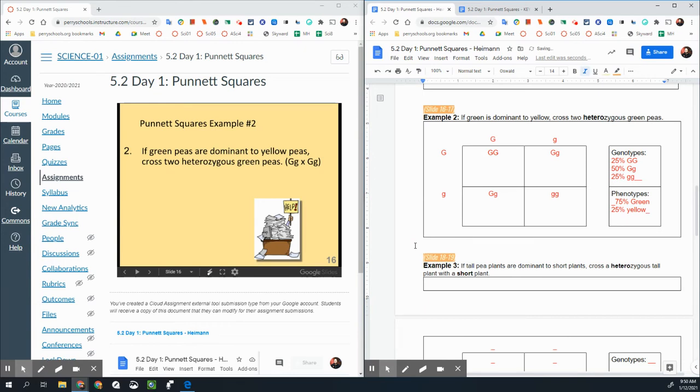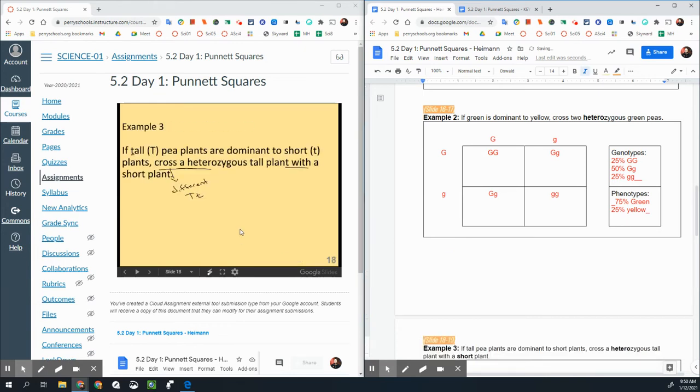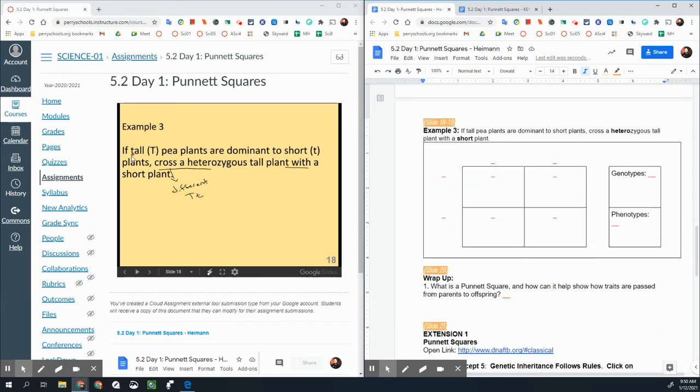All right, awesome. We got one more example to do together, and it's example 3. If tall plants, capital T, are dominant to short plants, lowercase t, cross a heterozygous tall plant with a short plant. So remember, heterozygous means different. So it's going to be a capital then a lowercase. And then with a short plant, the short plant is going to be the recessive, so it has to be both lowercase alleles.